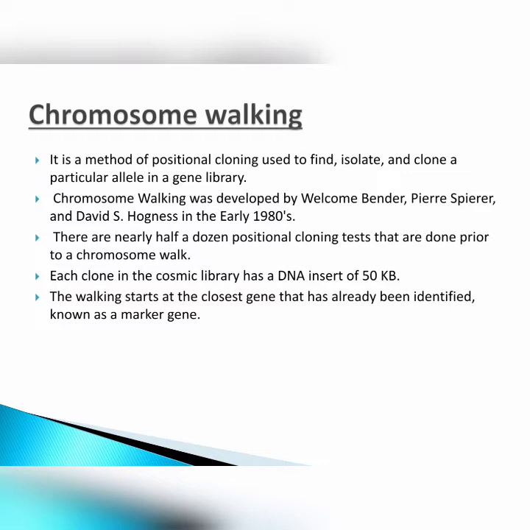There are nearly half a dozen positional cloning tests that are done prior to a chromosome walk. Each clone in the cosmid library has a DNA insert of 50 kb. The walking starts at the closest gene that has already been identified, known as the marker gene.